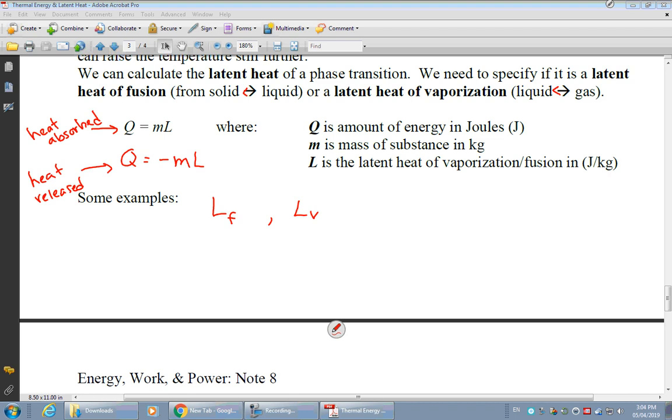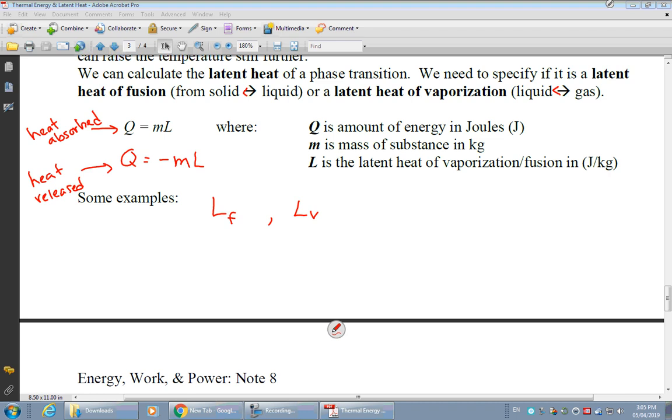So for example, if I was dealing with a transition from a solid to a liquid, I would use Q is equal to m times LF, latent heat of fusion. But if I was going the other way, I would still use latent heat of fusion, but I would use negative m times LF. So that's just something we have to remember.